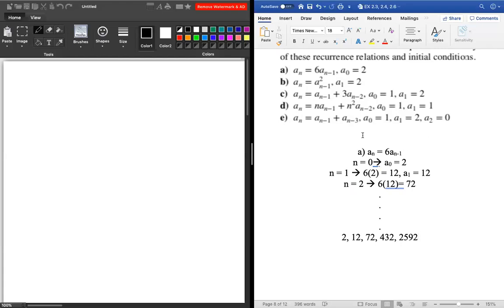Basically what we have to do is start with a_0 equals 2, and then find the previous value to plug into the following value, to find the answers for the next terms.